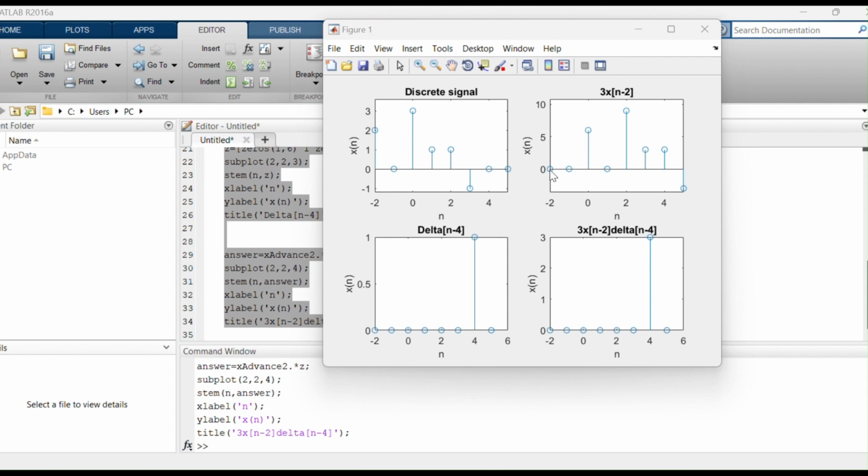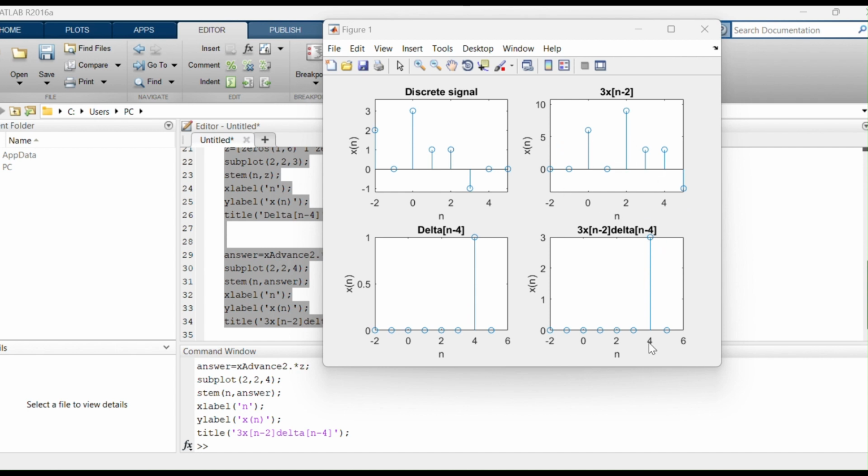Because over here it's 0, so 0 times 0 is 0. Over here it is 6, I think, so 6 times 0 is also 0. Over here it's about 9, something like that, so 9 times 0 is 0. All will be 0 except this one.